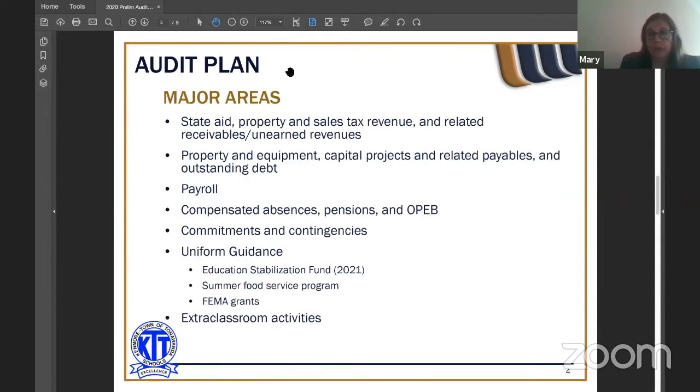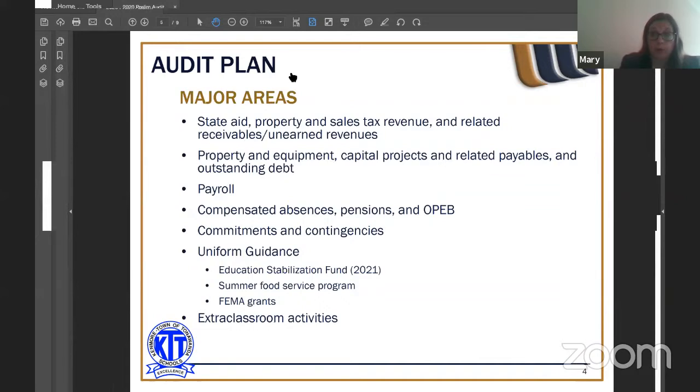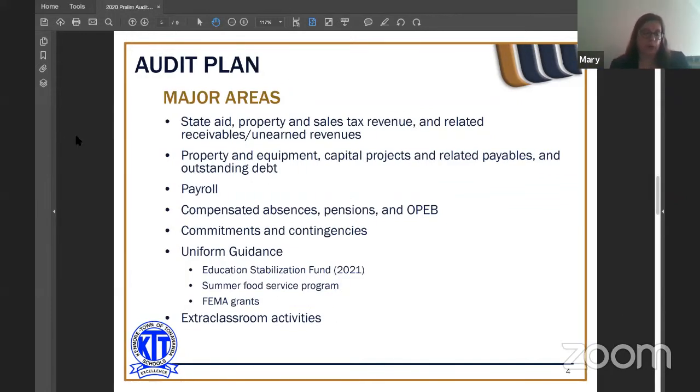The major areas that we look at are revenue, state aid, property and sales tax, any receivables or unearned revenue that there might be as a result of that. Your capital projects, any property or equipment purchases that you have, and the related payables and debt associated with that. You do have your 2014 capital improvements project, which is probably pretty close to winding down this year. And then also your Smart Schools Bond Act project. Those were the two projects that you had last year that are probably transitioning over into the 1920 year.